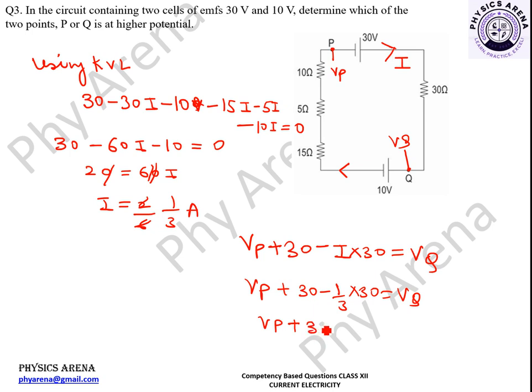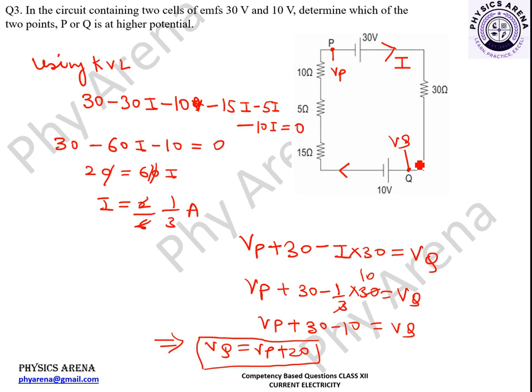plus 30 minus 10, that is equal to Vq. This implies Vq is equal to Vp plus 20. Since the voltage at point Q, that is Vq, is 20 more than Vp, we can say Q is at higher potential than P. And that's the answer for it.